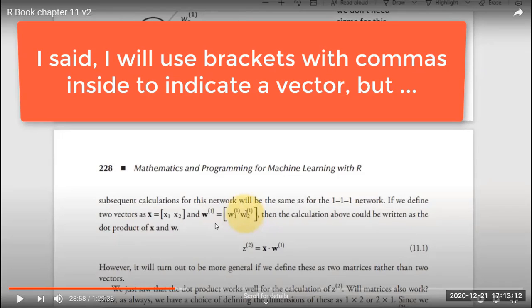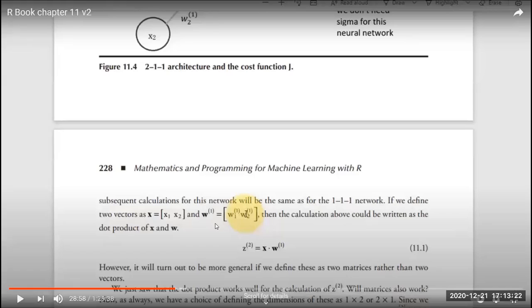Bracket and comma. Yeah, commas. I said I was going to put commas in there for vectors, to distinguish between a vector and a matrix. But right here, I didn't do that. I said if we define 2 vectors, but these are not vectors, at least not according to what I just said. These are matrices. I'm being sloppy or not correct. So does everyone see that?